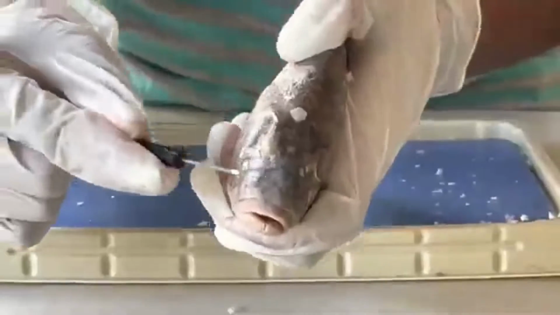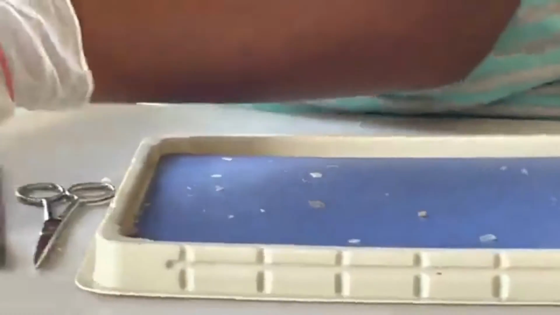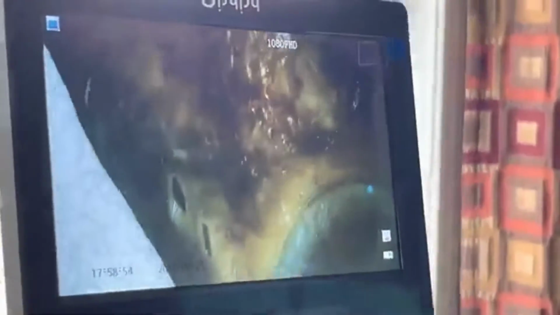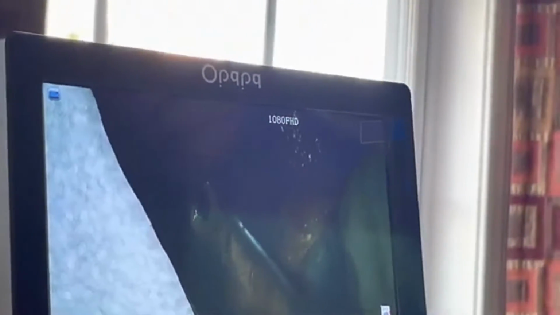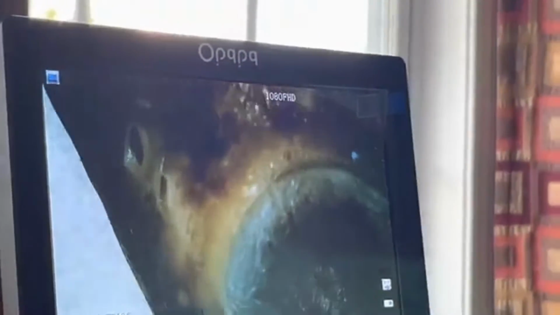These are the nostrils of the fish, which I will be showing in my digital microscope. So as you can see here, these would be the nostril, and each nostril has two holes, one here and one here. Nostrils help the fish smell.